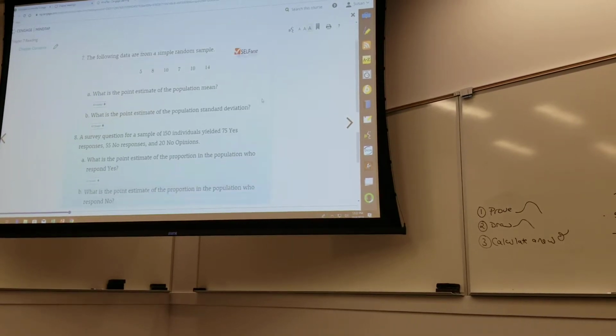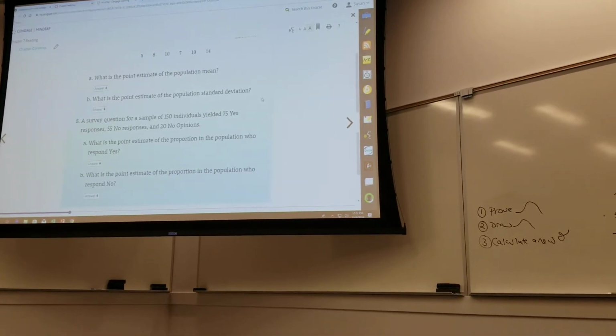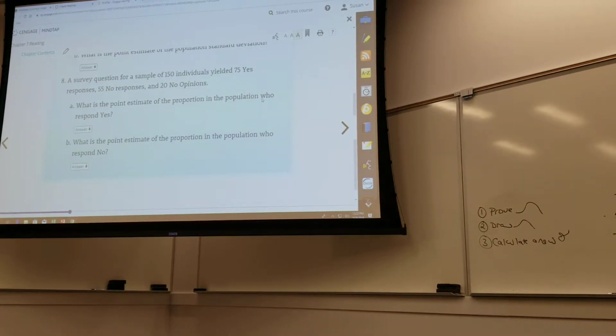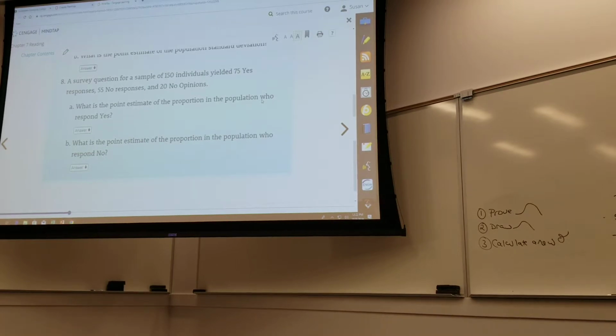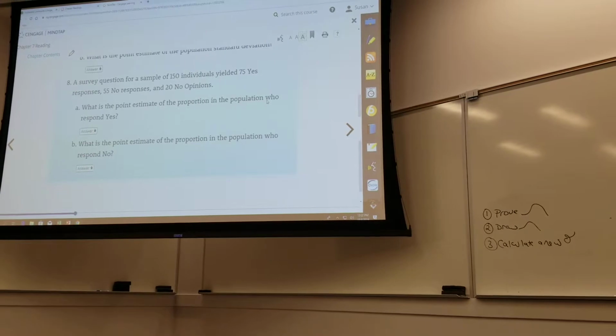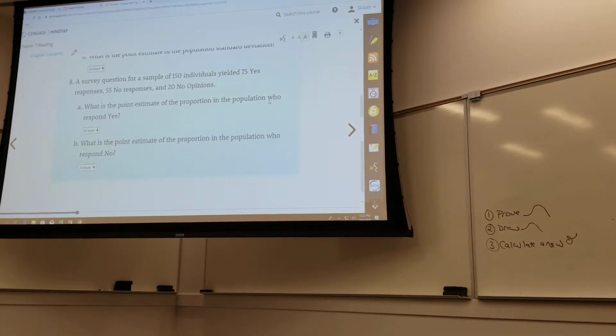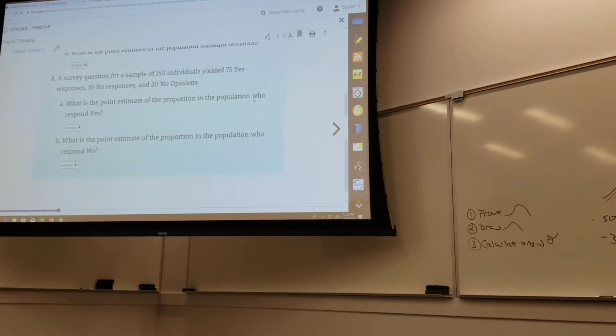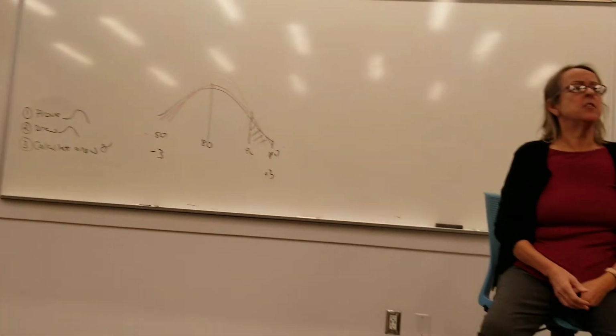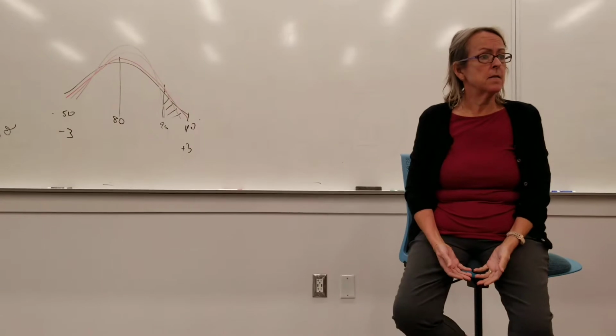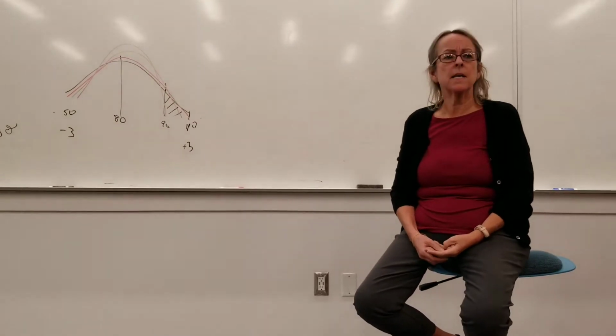Alright, here's number 8. A survey question for a sample of 150 individuals yielded 75 yes responses, 55 no's, and 20 no opinions. A, what is the point estimate of the proportion in the population who responded yes? A point estimate is using one number to represent another. Because you don't know the proportion of the population, you've got to estimate it. So what number would you give me as your best estimate?